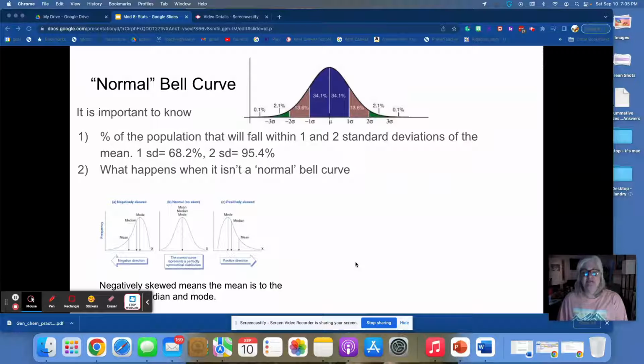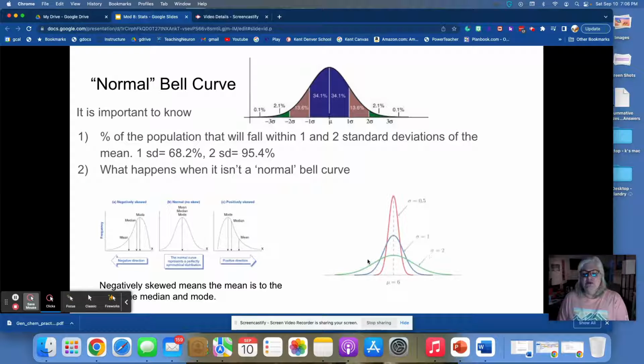All right, so I kind of messed up and stopped that video a little short, but we're back to it. So negatively skewed means the mean is to the left of the median and mode. Positively skewed means the mean is to the right of the median and mode. Okay, so let's talk about what variation is.